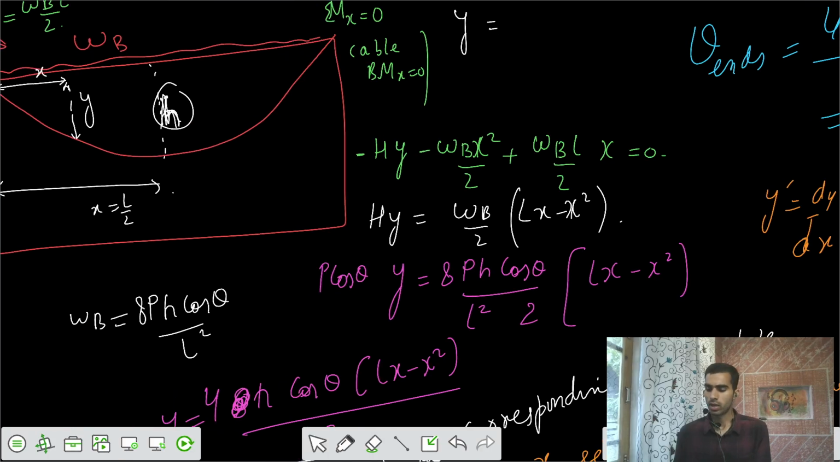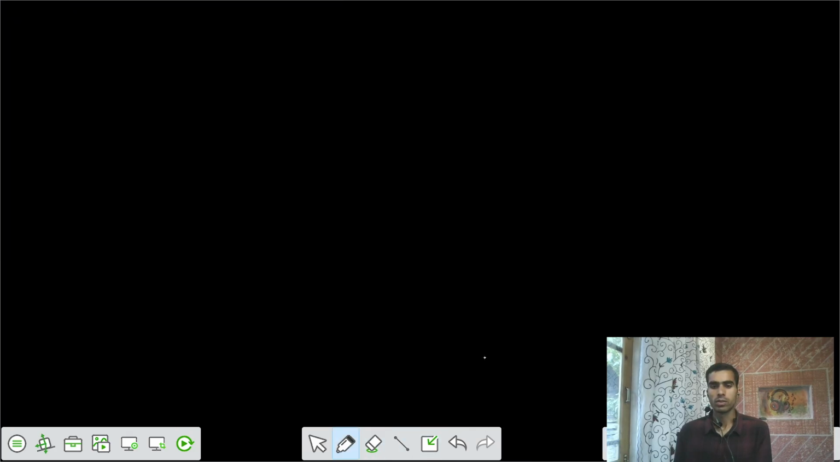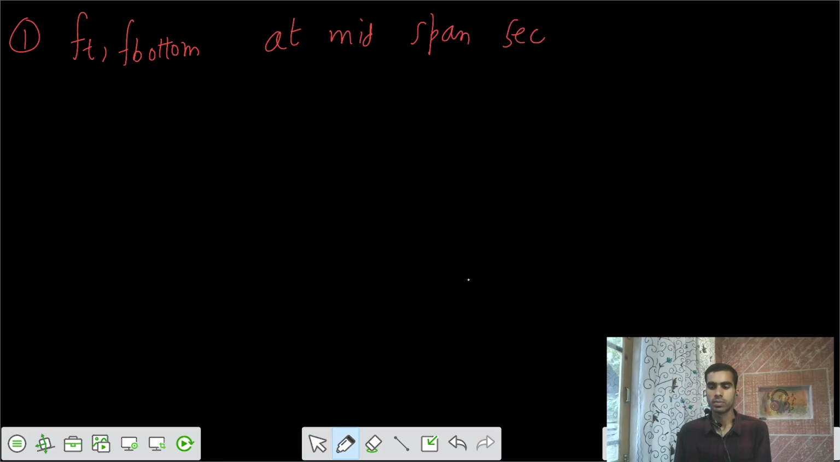Okay, so now we are going to take some problems. Let's take the problems now. So let's go for the first problem. We want to calculate stresses at the top and stresses at the bottom fibers on a section that is at the midspan section. Okay, and you have to account the dead load also.